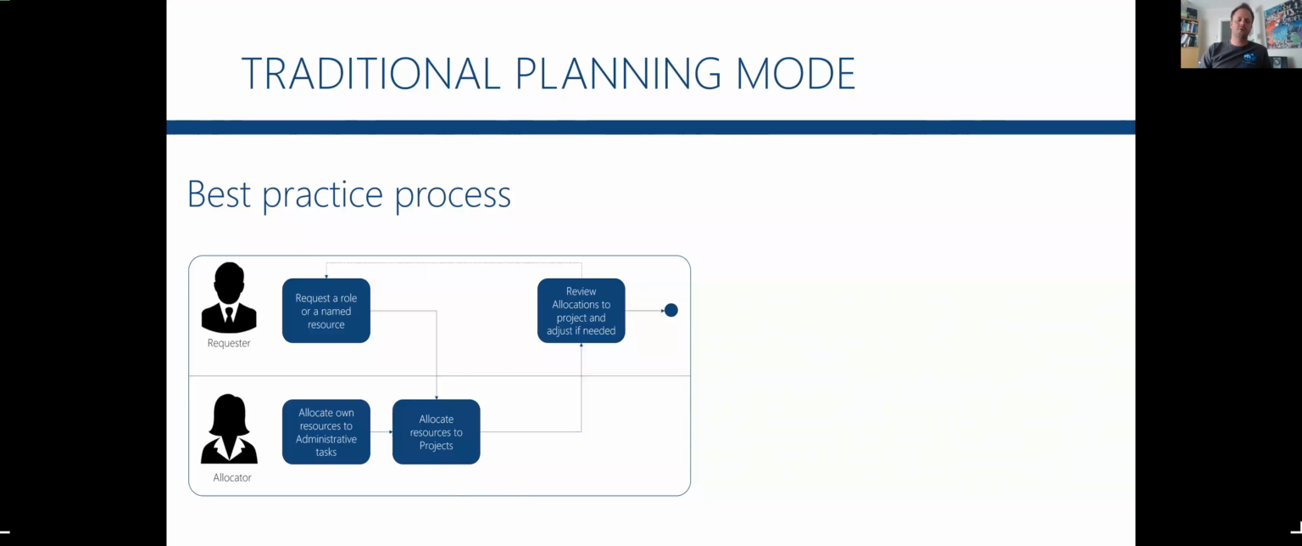So the requester requests to the line manager, who will allocate resources to a project. That allocation of Jacob to project A will go back to the requester, the project manager, and the project manager can review it. Sometimes they fulfill the request, sometimes not. And if needed, they will adjust the request every month or every week.